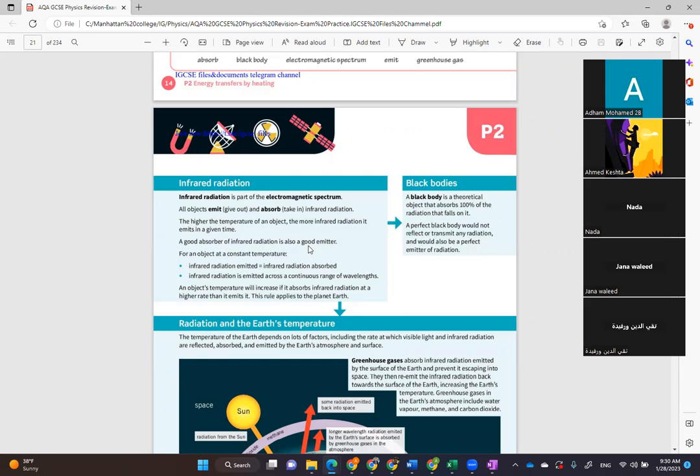So we're going to define now black body radiation. Black body radiation is a theoretical object. There is no black body radiation in the universe. This is a theoretical object that absorbs 100% of all radiation that falls on it and doesn't emit any radiation. A perfect black body wouldn't reflect or transmit any radiation and would also be a perfect emitter of radiation. So we don't have this ideal case. This is the theoretical value.